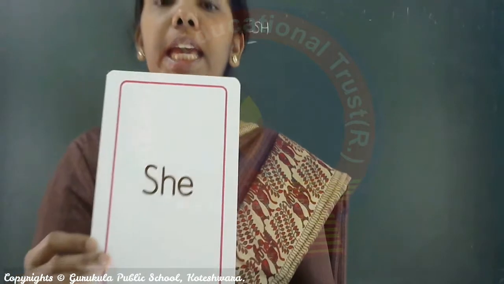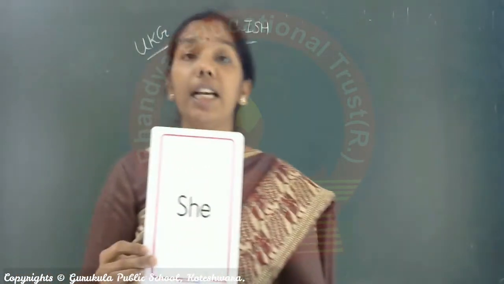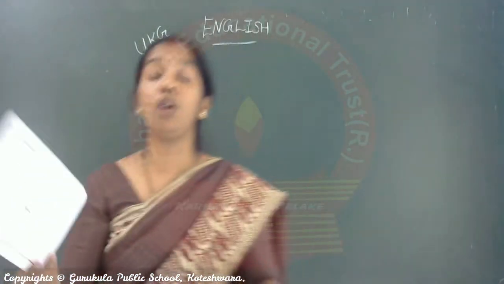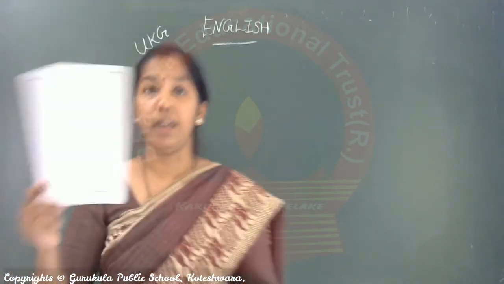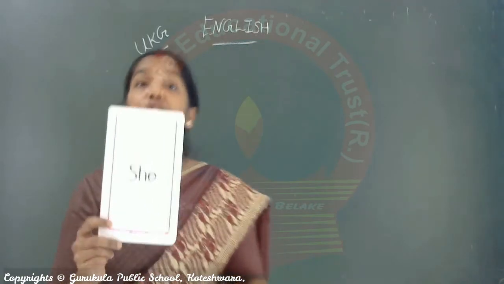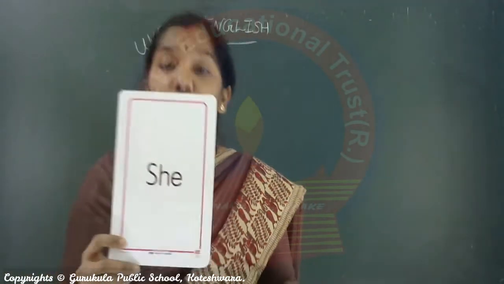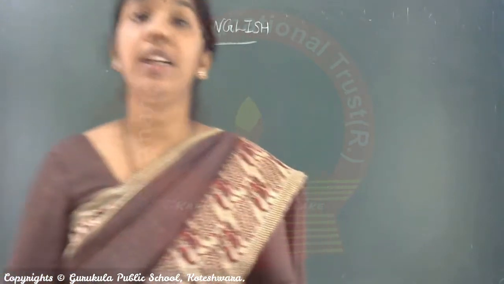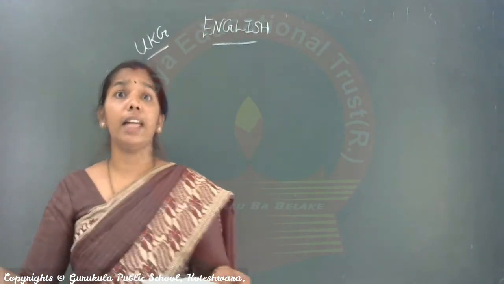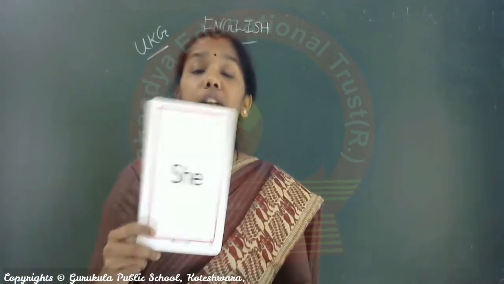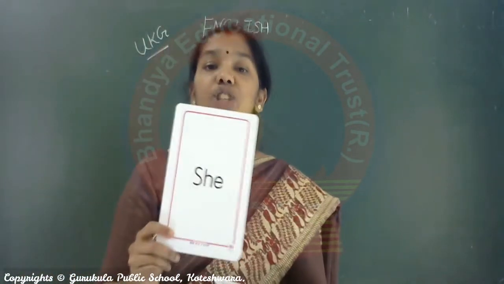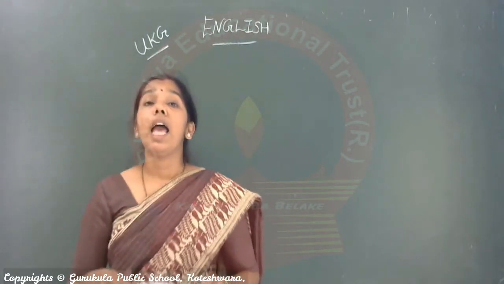S, H, E, she. At that time, H, E, he. He is for a boy or a man, whereas she, for whom will we call this? For the girl or a lady, a woman. S, H, E, she. For example, she is wearing a new dress, or she just had lunch, she just had dinner, whatever. We will point towards the ladies or the girls as she.